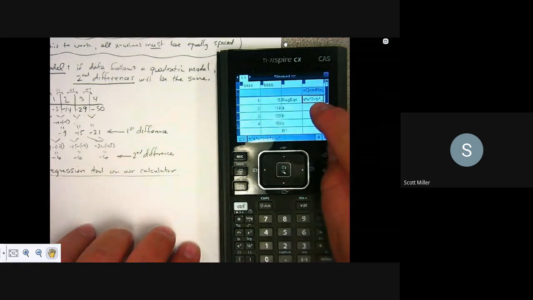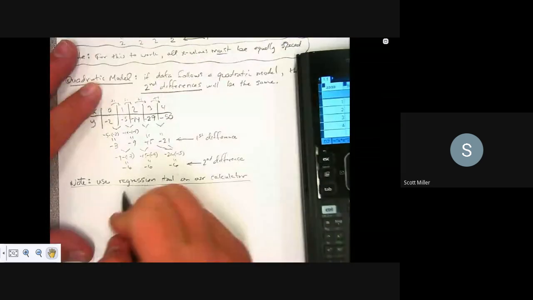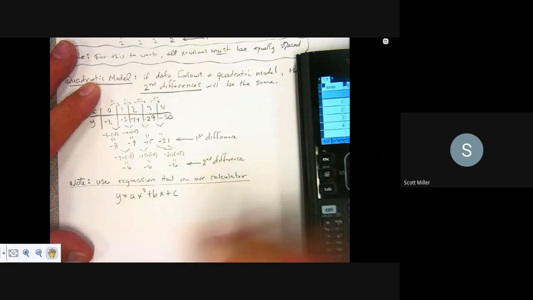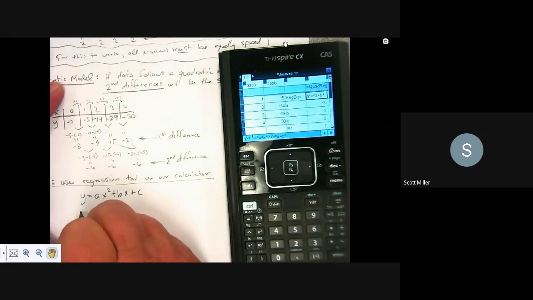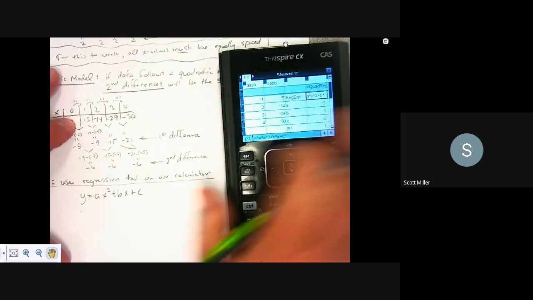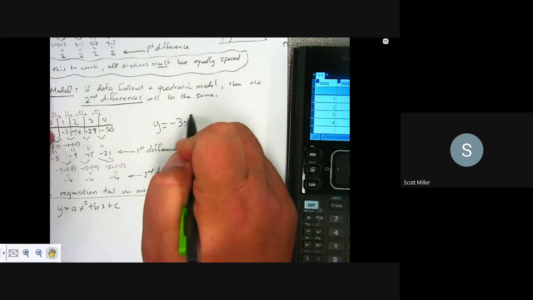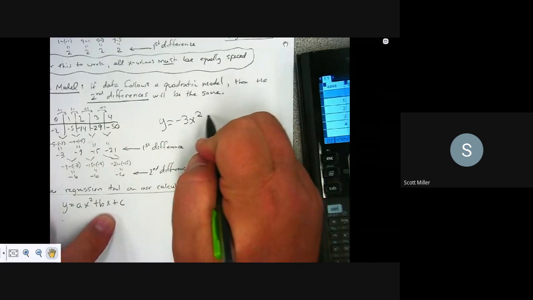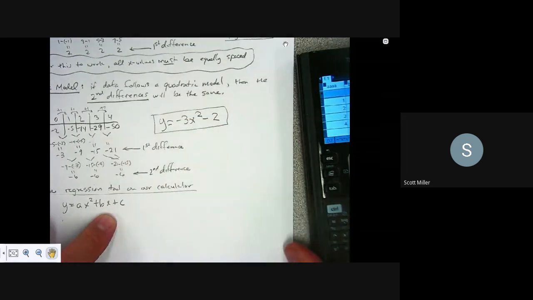And so the model over here that you really can't see, but I'll write it out for you, is y equals ax squared plus bx plus c. And then it tells me what a, b, and c are. A is -3, b is 0, and c is -2. So my model for this equation up here is going to be y equals -3x squared. There's no b number, so that's a 0. And then there's going to be a -2. This is my model, okay, for that right over here.